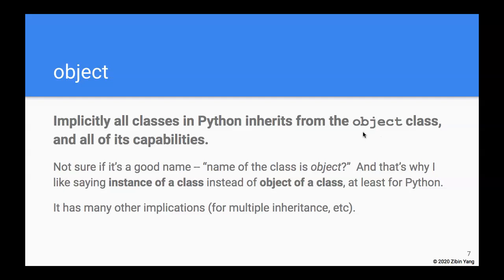Now, I always have a problem with calling a class object because object-oriented programming means we often create objects of classes, right? But here, object is a class. So anyway, that's why, if you pay attention, I always like to say we instantiate an instance of a class rather than an object of a class. One of the reasons is to avoid confusion with the object class in Python.